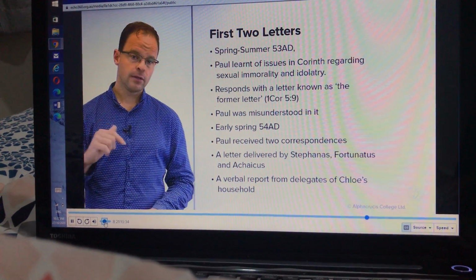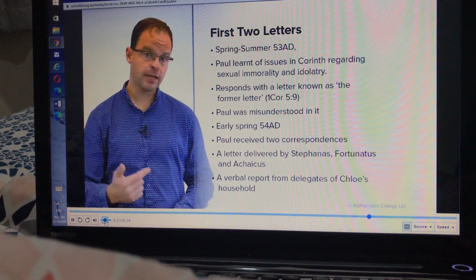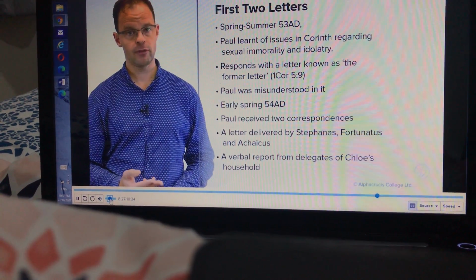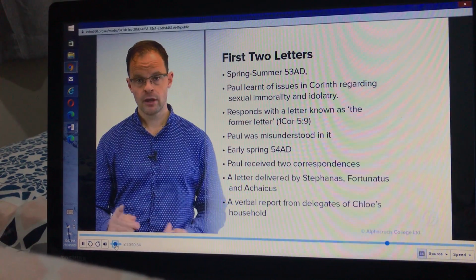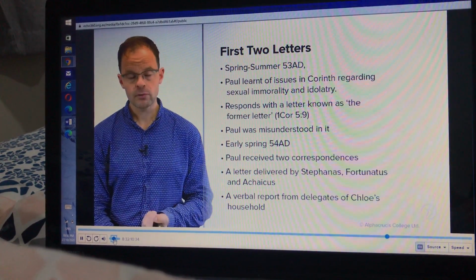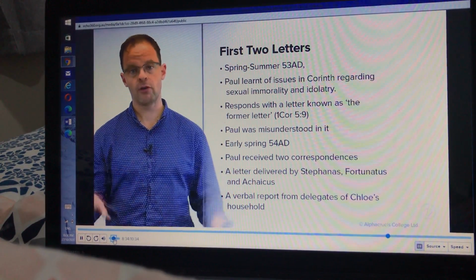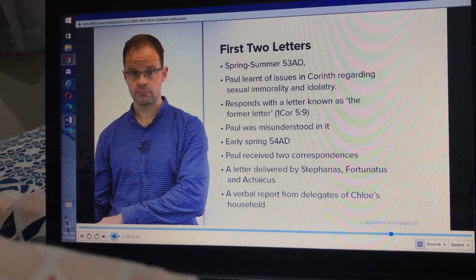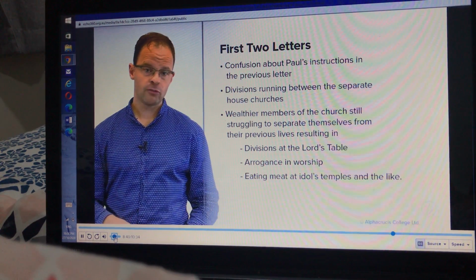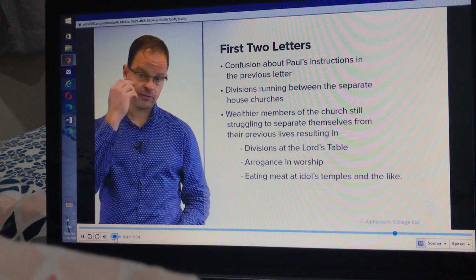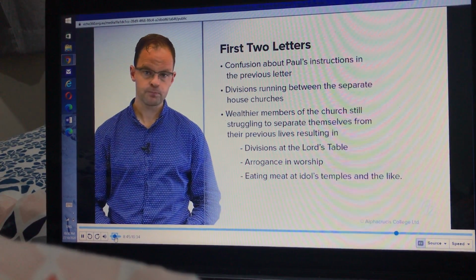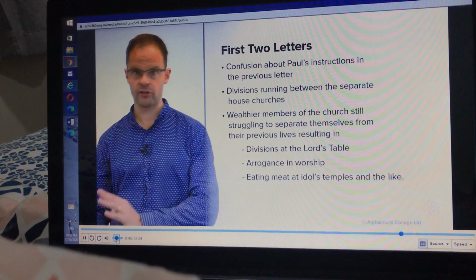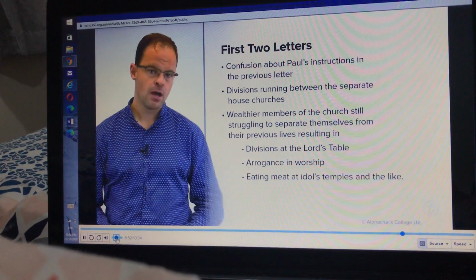Then later on, in probably about 54, Paul receives two correspondences, and they're quite concerning. The first one is a verbal report, which has a whole lot of issues going on, and the second one is a written report, which has a whole lot of other issues that are going on. And so what Paul does in response to that, well, we can look at some of the issues, just listed here. There's firstly this confusion about Paul's instructions in the previous letter. Paul needs to say to them again what he meant the first time.